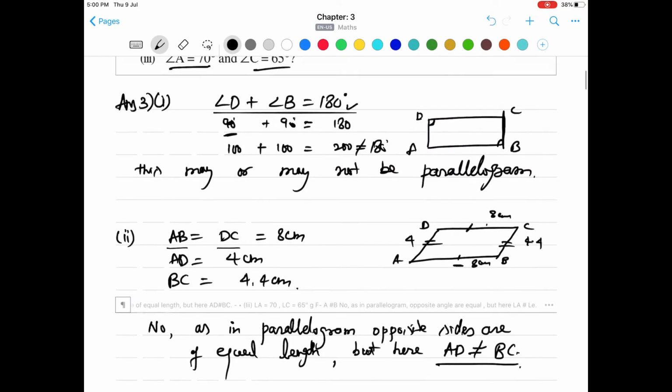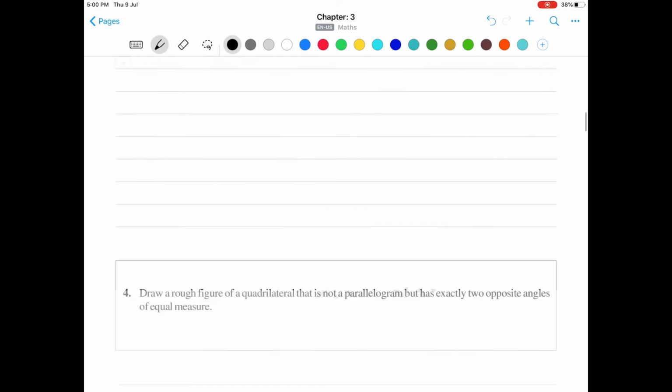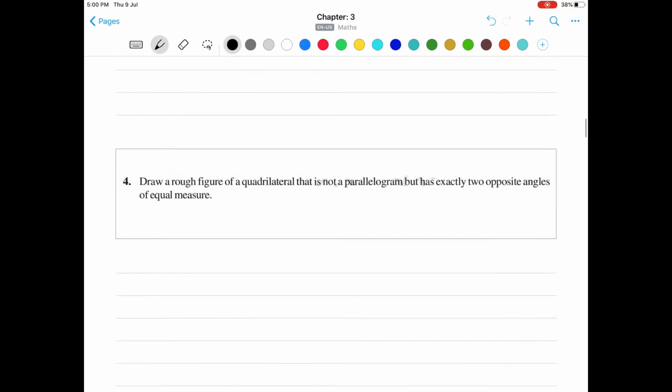Okay, so this is the answer of question number 3. We are given 3 conditions and are asked can it be a parallelogram. Okay, so we have answered all 3 parts. Moving to the next question, we have question number 4.